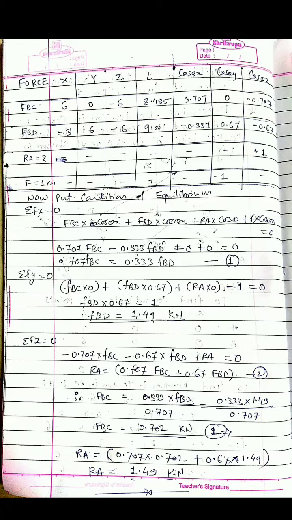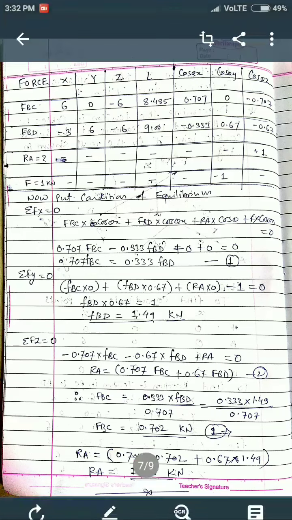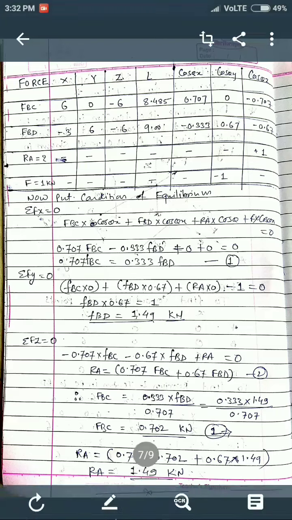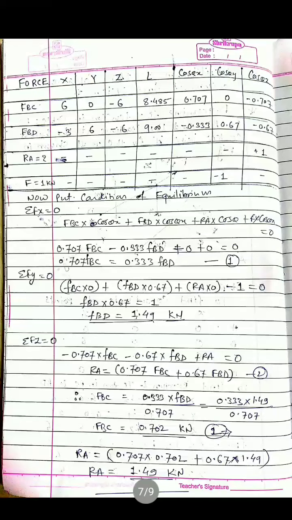So for FBC, as we are getting FBD is equal to 1.49, we will put this value over here and we are getting FBC is equal to 0.702 kilonewton. Now once you get FBC and FBD, we will put these values in equation number 2 and we are getting RA, that is 1.49 kilonewton. So this is all about the equilibrium of non-coplanar concurrent force system.